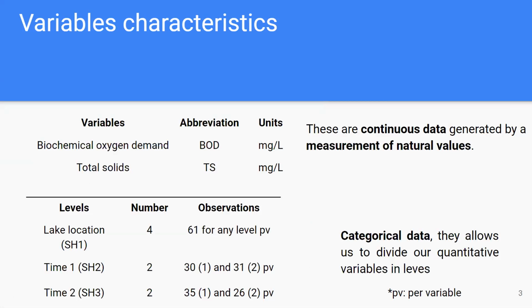The variables that we selected are the biochemical oxygen demand, which is BOD, and the total suspended solids, which is TS. These are continuous data generated by measurements of natural values, as we already said. And in our hypothesis, these variables are divided in levels according to the lake location, which is the sampling points, one of the 4 that we already mentioned, and also by time frames from one milestone to another, such as the introduction of water treatment plants or the change in agricultural type activities. The next, please.